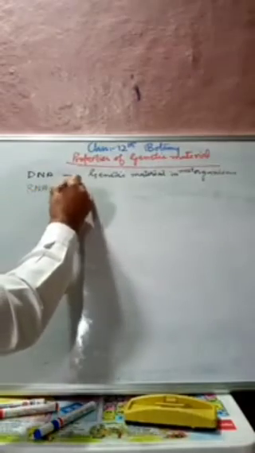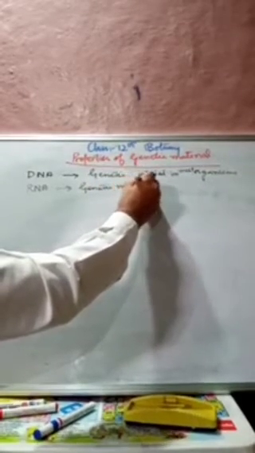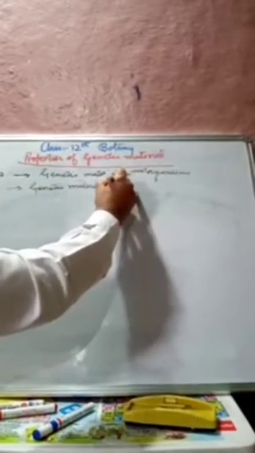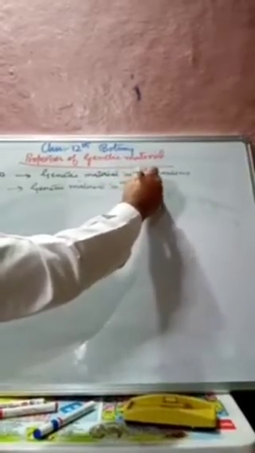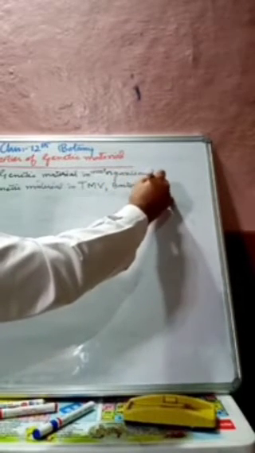Whereas if we talk about RNA, RNA is a genetic material also. RNA is a genetic material, but in which organisms? It is genetic material in TMV, tobacco mosaic virus. It is genetic material in bacteriophage. These are some of the examples where we will see that RNA is a genetic material. But DNA is the genetic material in most organisms.